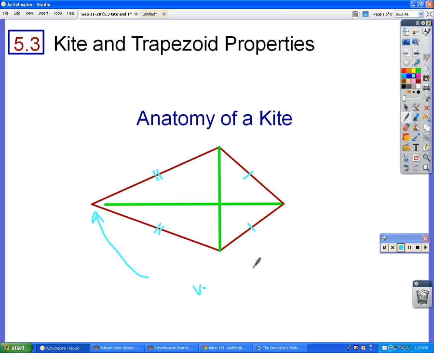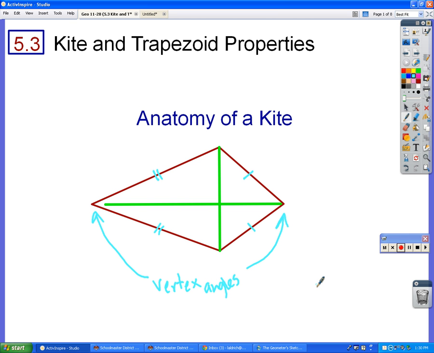Then the only thing you need to know is that these angles right here, right there and right there, the long ones, are called vertex angles. So the two angles on either end are called vertex angles.